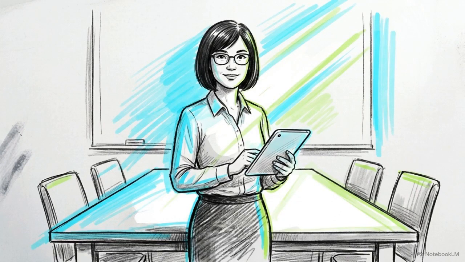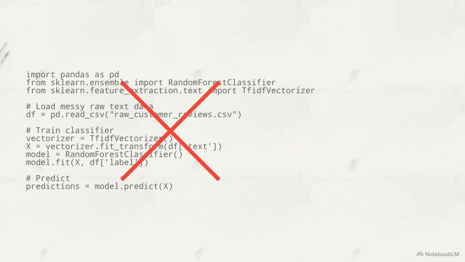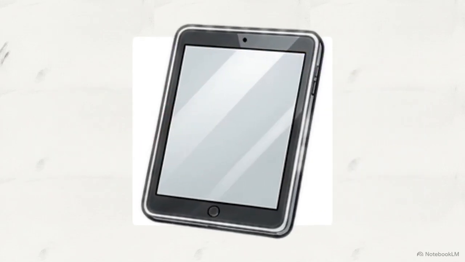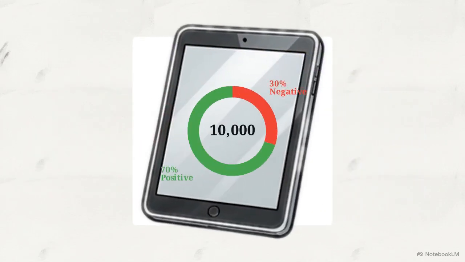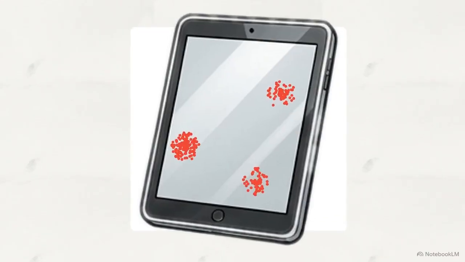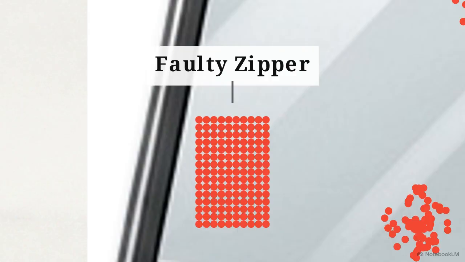By Friday morning, Sarah is ready for her meeting. She doesn't hand her manager raw Python code. She delivers translated, localized business insights. She reveals the exact percentage of negative sentiment across all 10,000 reviews. Using the unsupervised clustering tool, she also uncovers a highly specific problem, a massive spike in complaints specifically about a faulty zipper on a new jacket line.